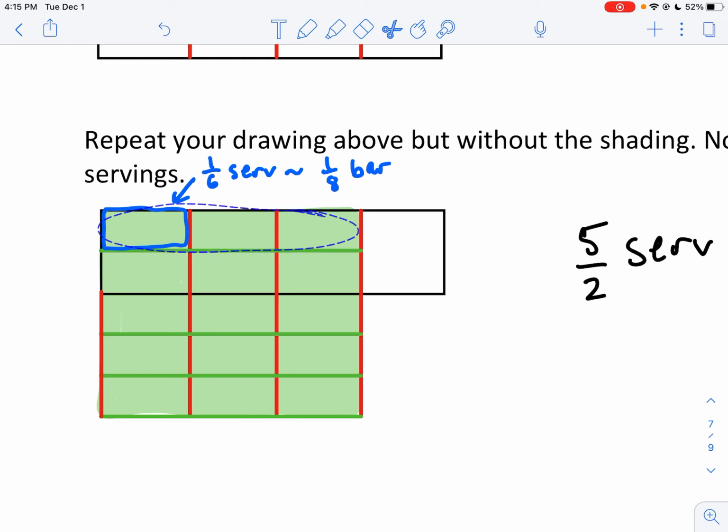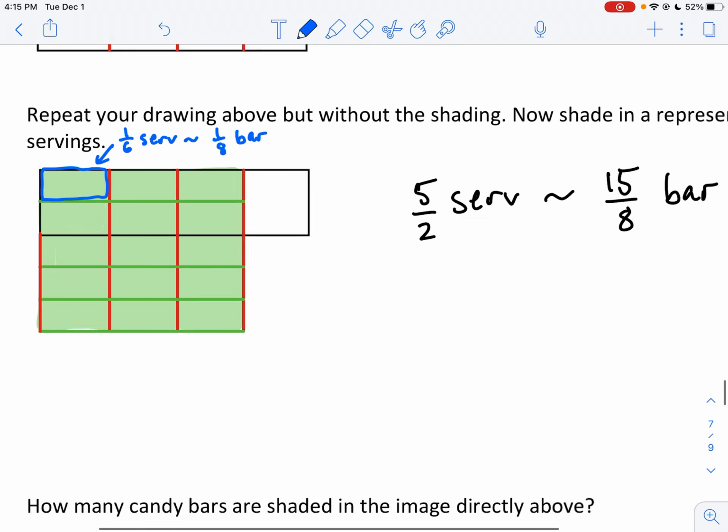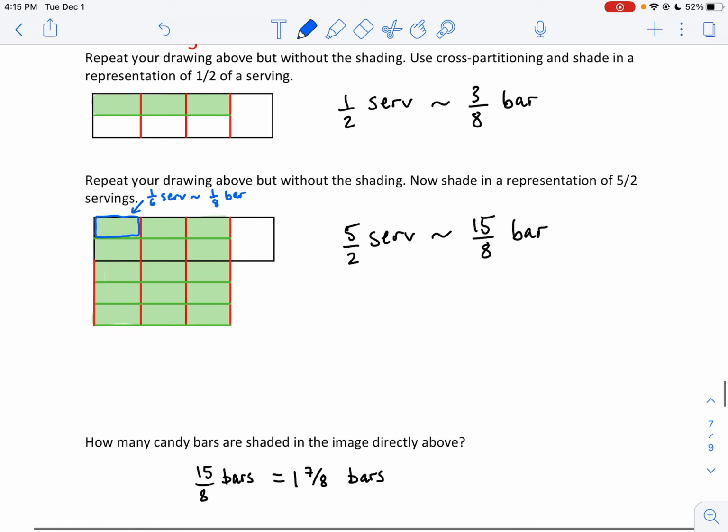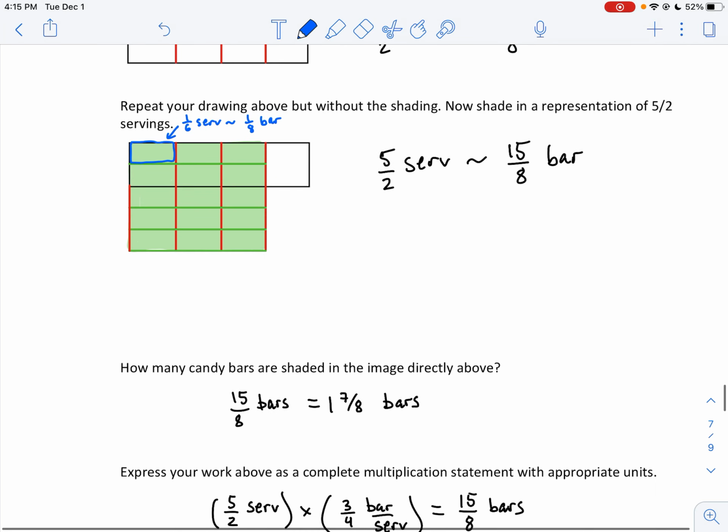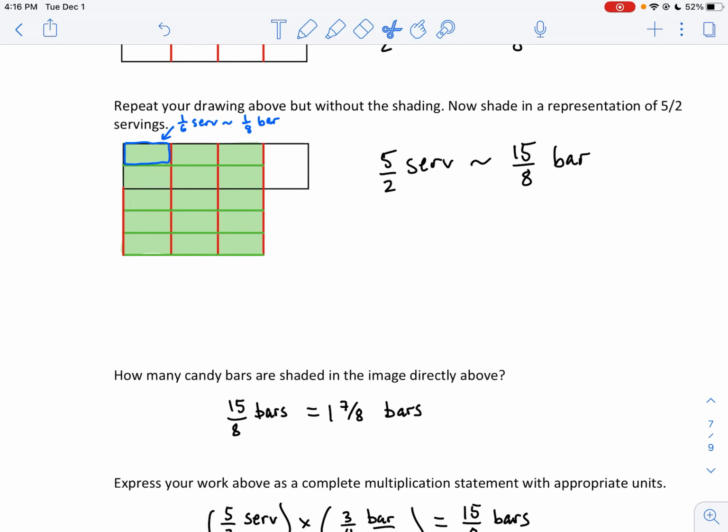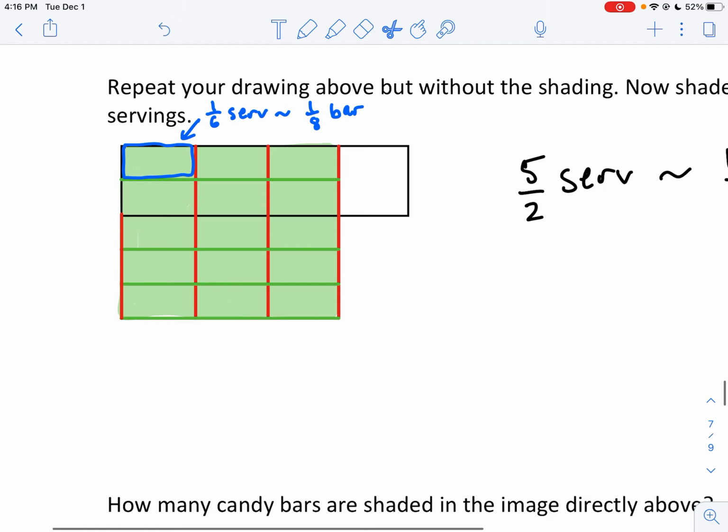Then we want to say, how many bars is all of this green? We have 3 columns and 5 rows, so we have 15 of these little blue boxes, and each blue box is 1/8 of a bar. So you can see why we're saying that we have 15/8 of a bar here. So how many candy bars are shaded in the image directly above? The answer is 15/8 bars, or 1 7/8.